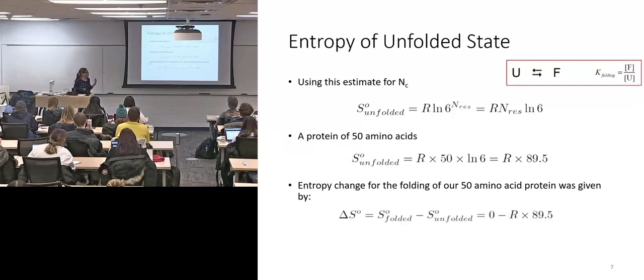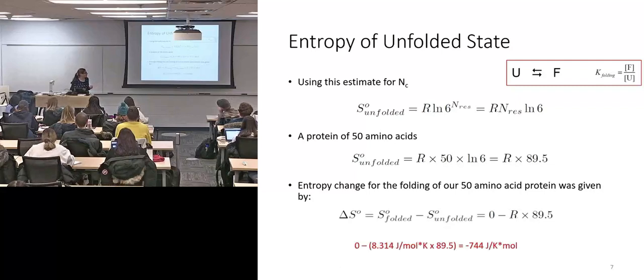If we want to look at the entropy change for the folding reaction as the forward reaction, so we're always doing the final state minus the initial state, so folded minus unfolded. This would be 0 entropy minus the entropy of our unfolded state, and so this was approximately negative 744 joules per Kelvin mole. So this is for 1 mole of these proteins. Okay, this particular imagined 50 amino acid protein.